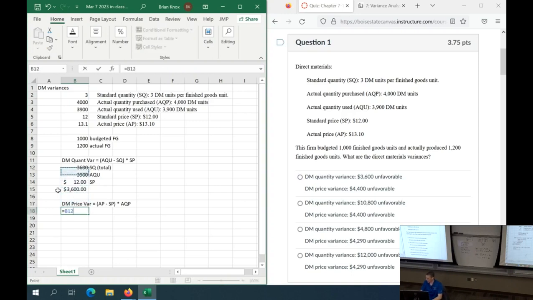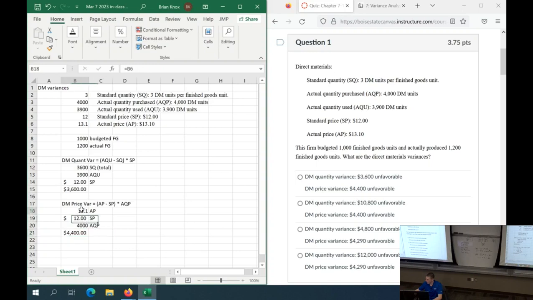All right, so we have actual price. We have standard price. Let's copy it down from there. And actual quantity purchased, I gave to you 4,000 units. So we start with the parentheses: actual price minus standard price times actual quantity purchased. So 4,400, yeah, that confirms it.